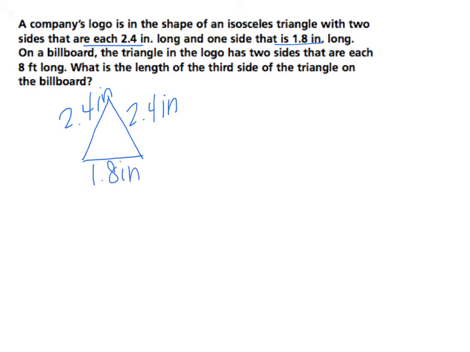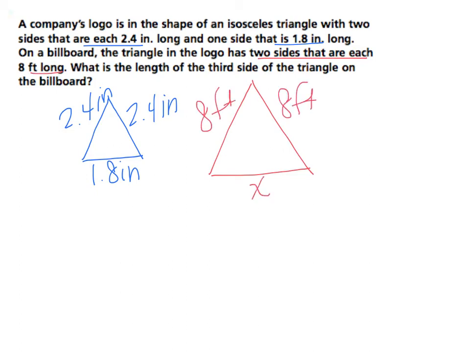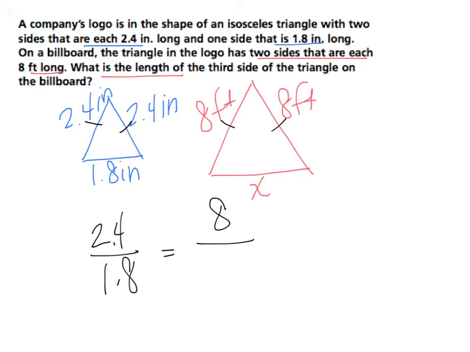And they want us to create another triangle. This one's actually going to be bigger this time, that has two sides that are 8 feet long. So these are both going to be 8 feet. And this side is our unknown, so I'm going to put x because it's asking what is the length. So again, I'm going to create a proportion. So I'm going to do 2.4 over 1.8. And again, if you want, you can have these two flip-flopped. But since I'm starting with the equal side length, that means I have to have 8 on top because those correspond to each other. And I'm going to have x on the bottom because that corresponds with 1.8.